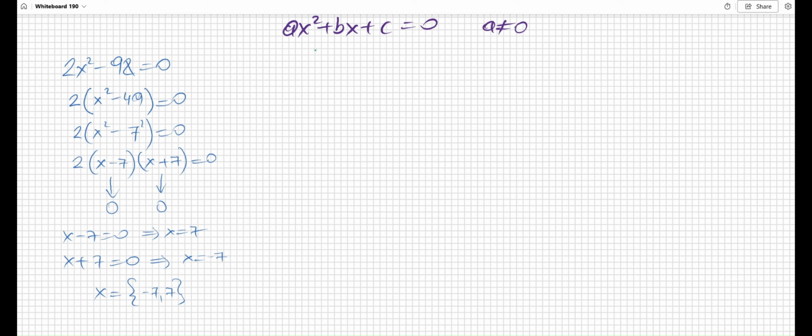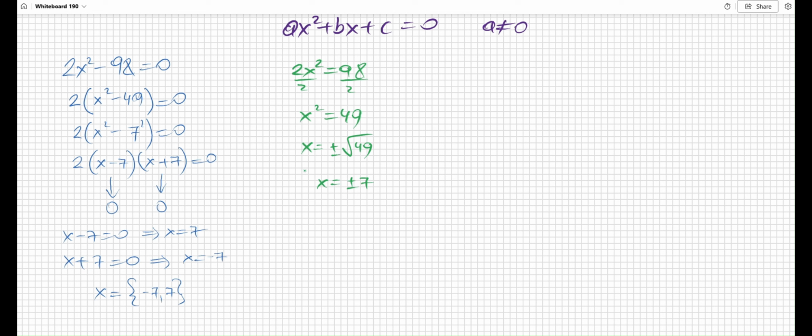Sorry about that. Second method, we could move 98 to the other side of the equation, so it would become 2x squared is equal to 98, and then divide both sides by 2, and that means x squared is equal to 49, and then x is equal to positive negative root of 49, and then x is equal to positive negative 7.